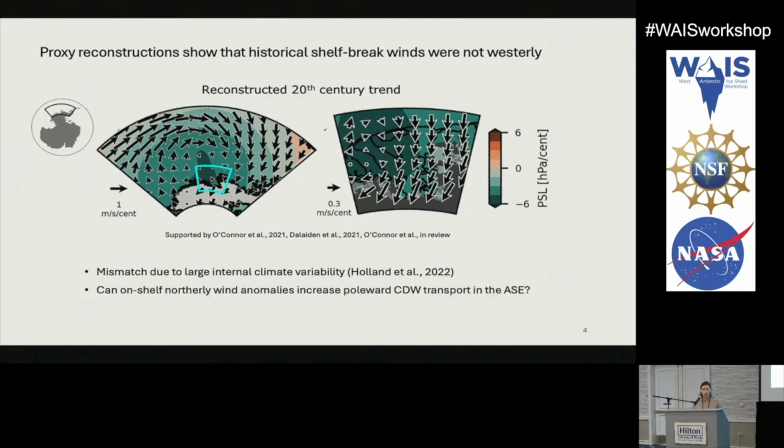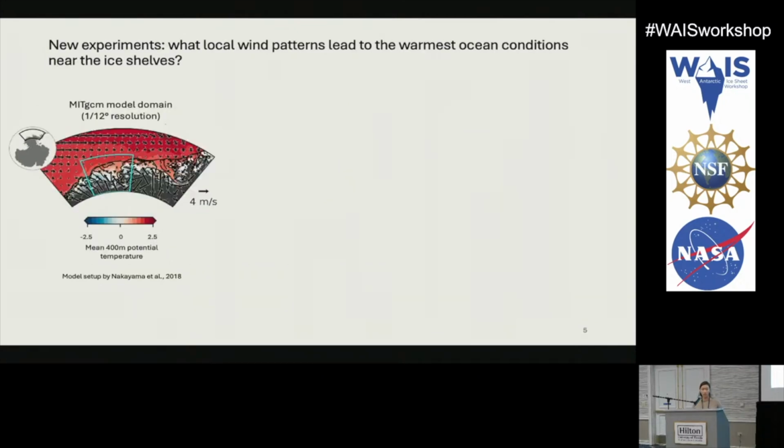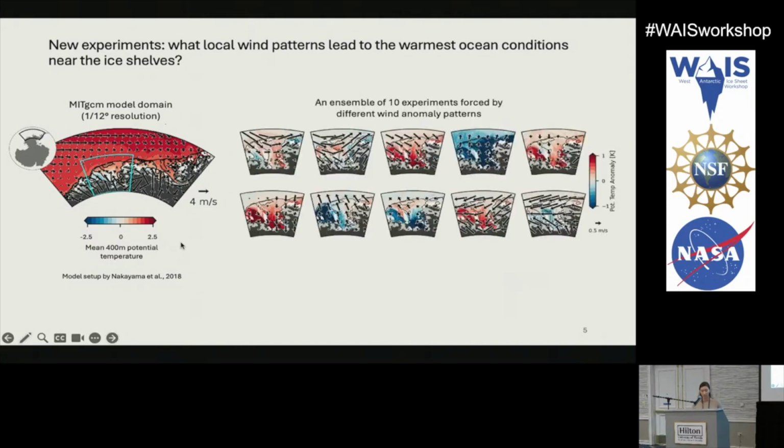So now the question is, can on-shelf northerly wind anomalies be the historical driver of enhanced poleward circumpolar deep water transport in this region? So I decided to look into this by taking a sensitivity approach with some numerical ocean modeling experiments. So I'm using a regional domain of MITgcm. This is the domain that I'm using. And I'm following the configuration from Yoshi Nakayama and others from 2018. And I conducted 10 simulations, which were all forced by different atmospheric forcing. So I wanted to see if you just threw a bunch of different wind patterns at the model, how does the ocean circulation respond to that?